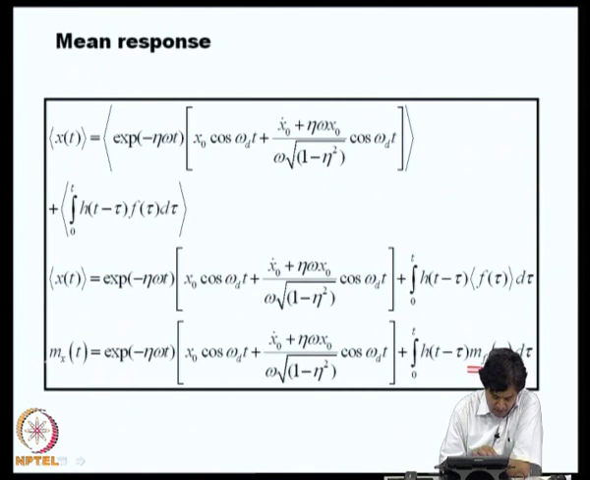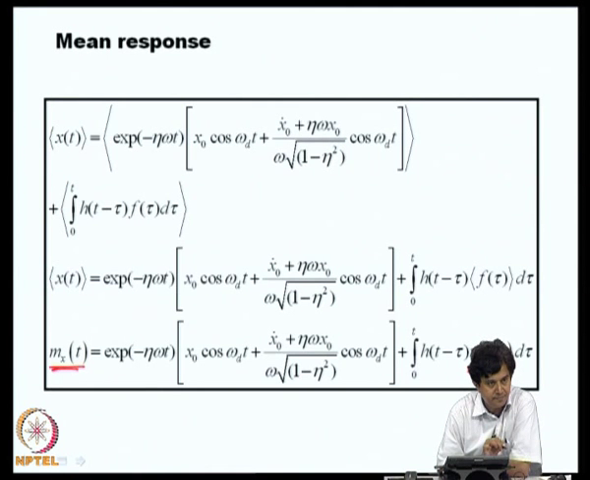So, the mean of the response is related to the mean of the load through this relation. So, if you know the mean of the excitation, you can find the mean of the response.